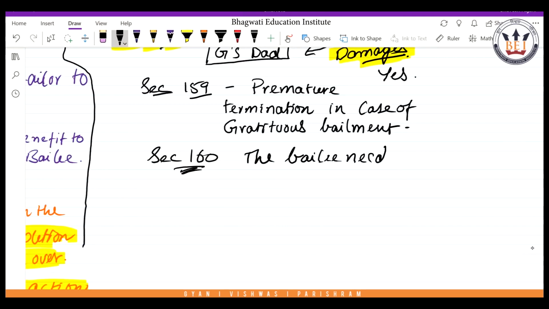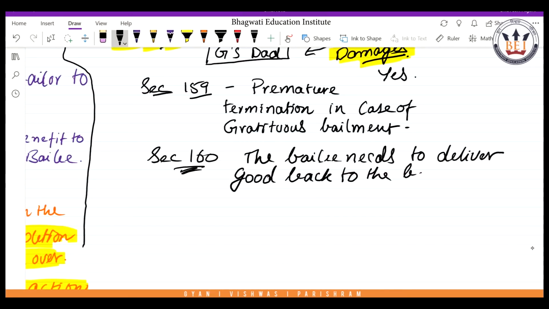ये भी हमने किया था, just लिख दे रहा हूं. The bailee needs to deliver goods back to the bailor on the completion of said time or purpose, right? So 160, 161 हमने पढ़ा था. But the bailor is also duty bound to receive the goods.